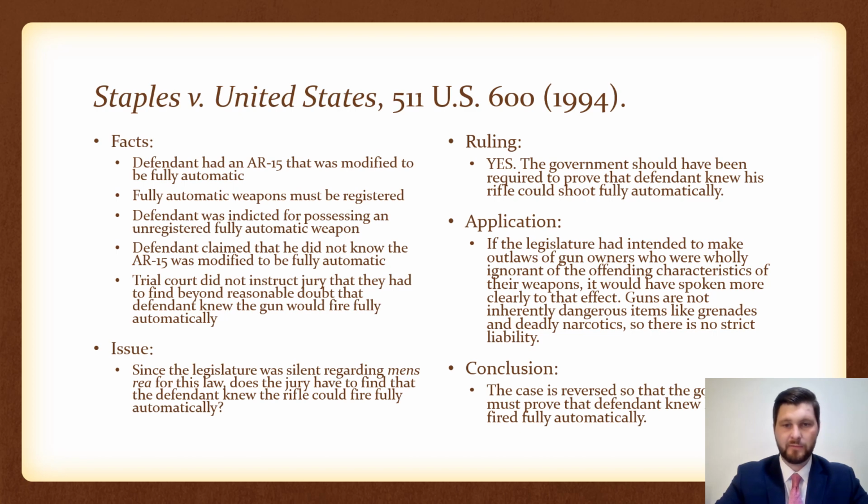So we talked about, how do we know what the mens rea is? Well, you look at the law. Well, here's the issue in this case. The legislature was silent regarding the mens rea. They didn't say what it was. They didn't say if it was knowingly or purposely or recklessly or negligently. That wasn't in there. So since the legislature was silent regarding the mens rea for this law, does the jury have to find that the defendant knew the rifle could fire fully automatically? That's a tough question to answer, but the court says yes.